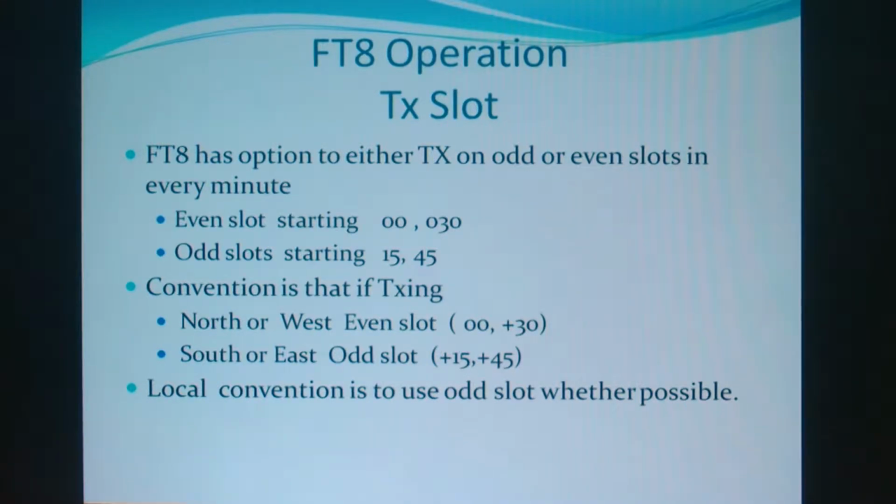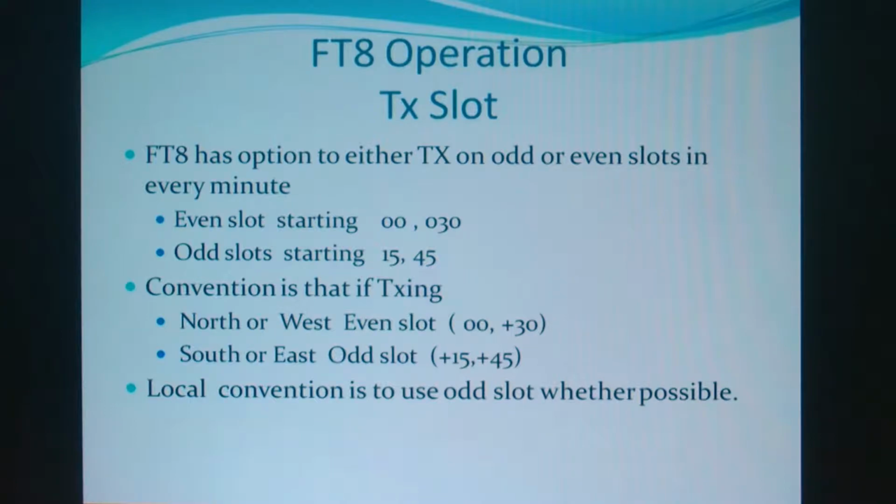TX slot operation. As we talked about, you have a transmit slot and a receive slot. They're synchronized to the start of every 15 seconds in a minute. So the even slots go from 00 to 15, odd from 15 to 30, even again from 30 to 45, and odd from 45 to 60, and then you start again. On HF, it probably doesn't really matter which slot you're in.